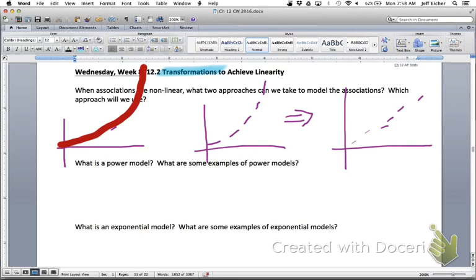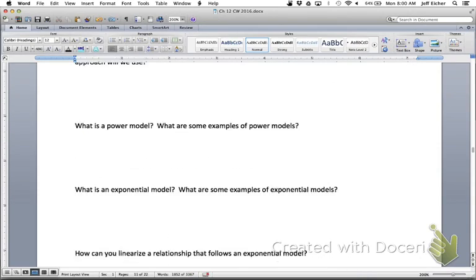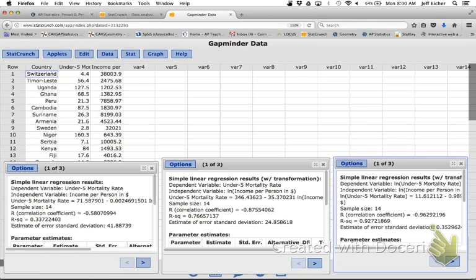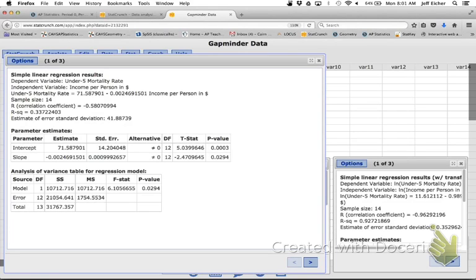And if you've completed the StatCrunch assignment, the purpose of that assignment was to get you thinking in this direction. So let me just quickly go to the StatCrunch assignment. We had child mortality under age 5 for different countries, and we had the income per person in those different countries, some data from gapminder.com. The scatter plot itself, here's the regression output. You can see the R squared is pretty weak. You had 0.337 for R squared, correlation negative 0.58.